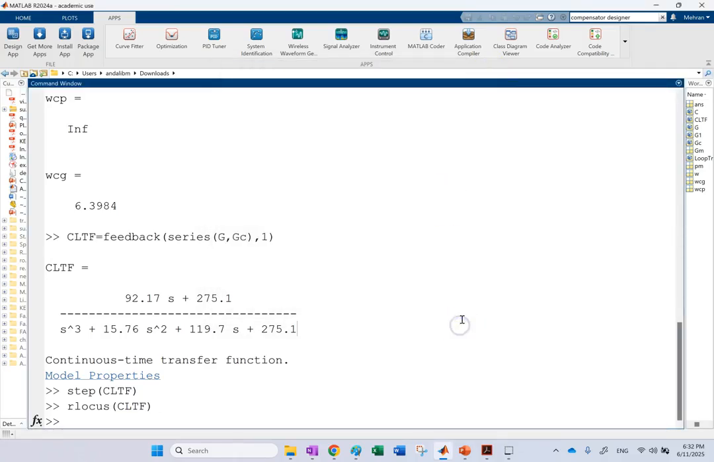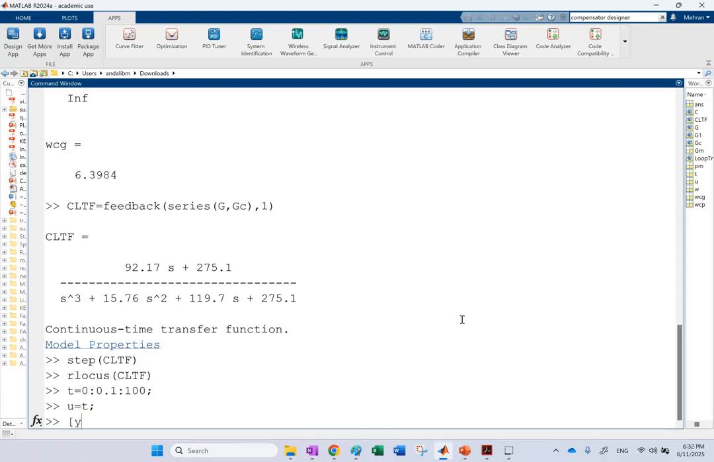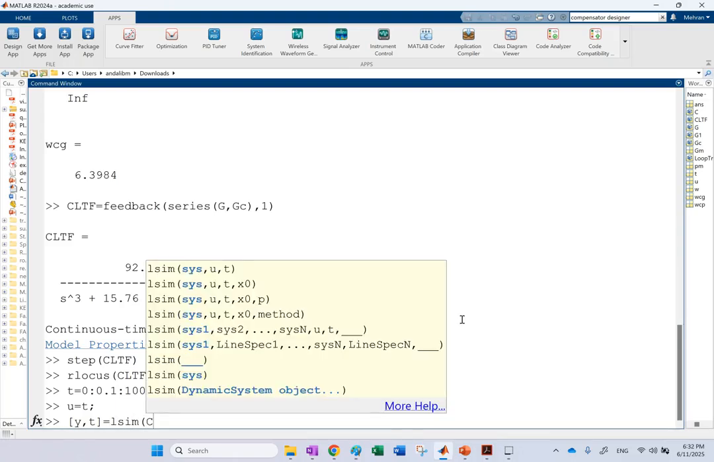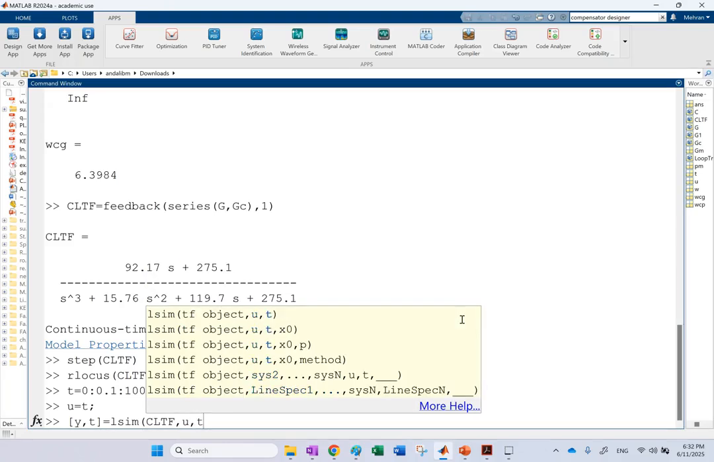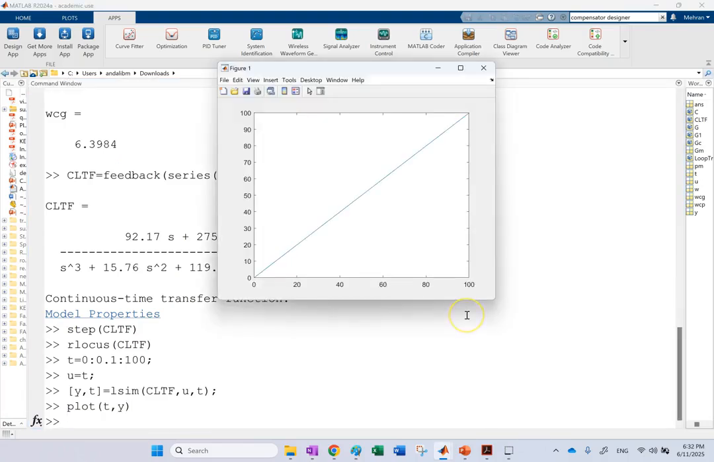You can even do the ramp response if you want, right? So you say t equals 0 with increment of 0.1 to, I don't know, 100, and then u equals t, and then y and t equals lsim of the closed loop transfer function and u and t. Get that, and then plot t and y. So you can look at the ramp response.